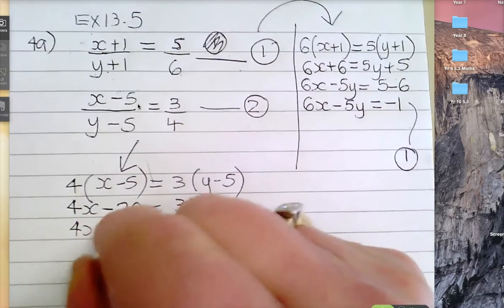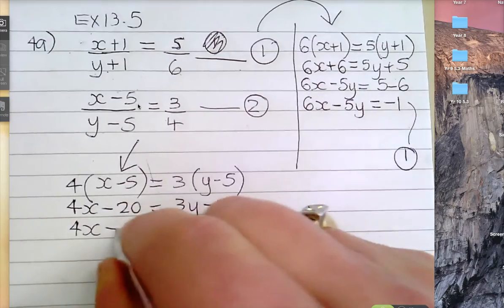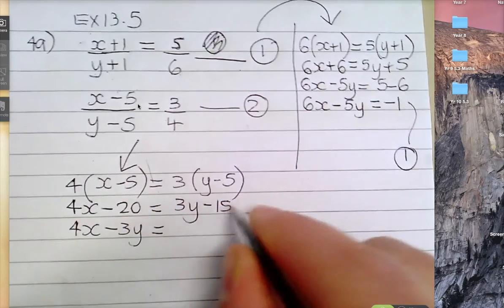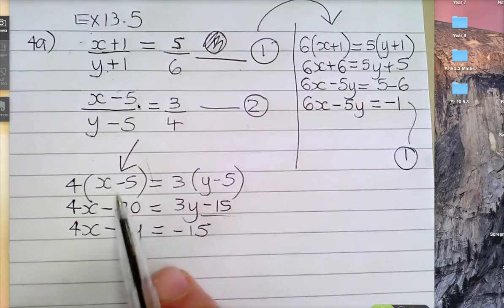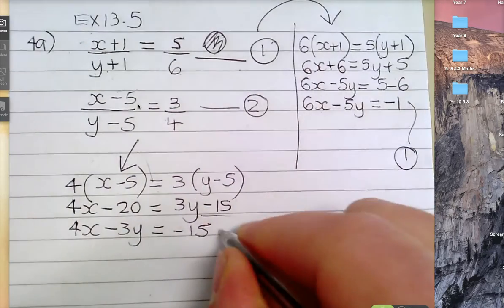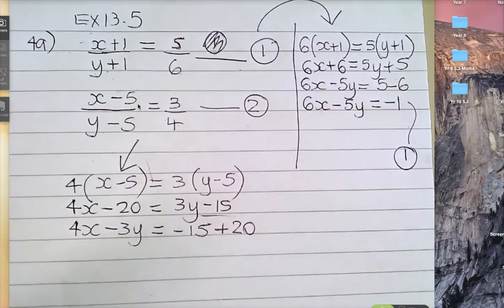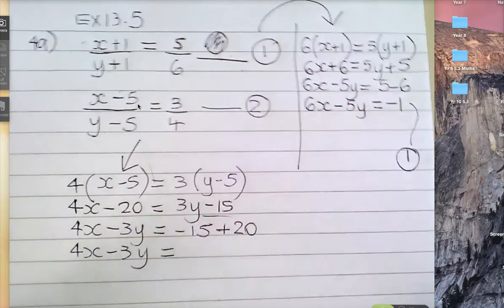Let's keep the 4x here. Is this a plus 3y on this side? So it's a minus 3y on that side. I want to keep the minus 15 here. And this minus 20 needs to go to the other side, and it's plus 20. So I've got 4x minus 3y equals what?